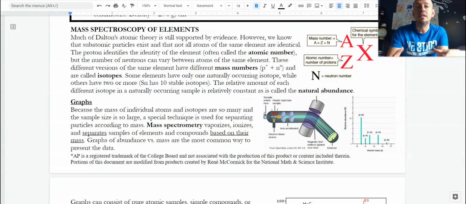Dalton's atomic theory was the first complete theory based upon evidence, but he didn't know, and at that time, nobody knew about the pieces of the atoms that contributed to their mass and made them different from one another. So within an atom, we know that we have a proton, which is what determines the atomic number and the identity of the element.